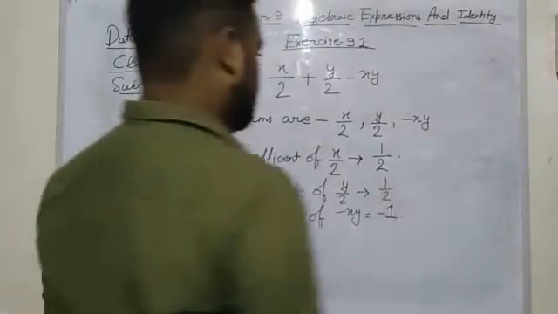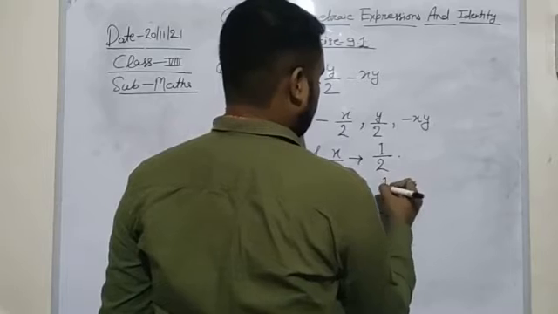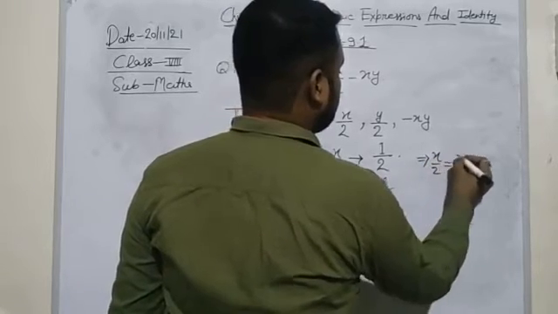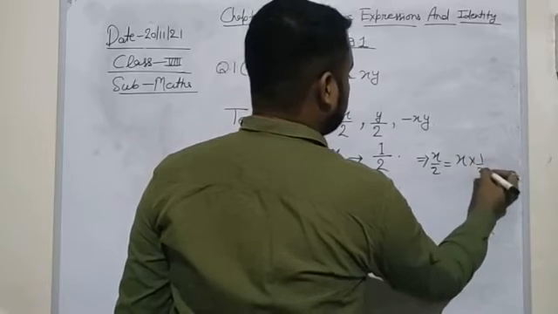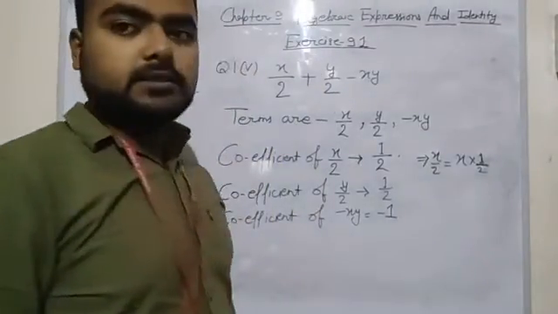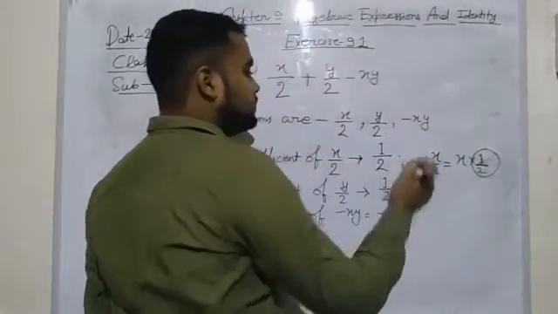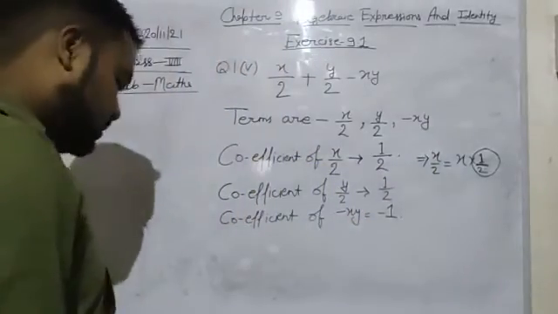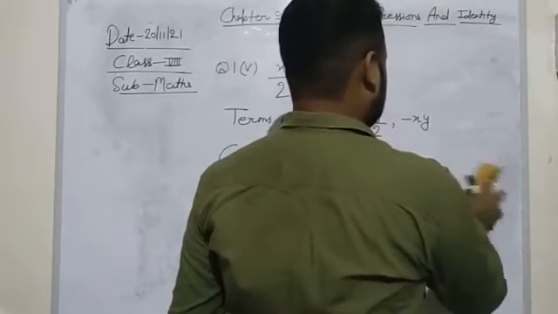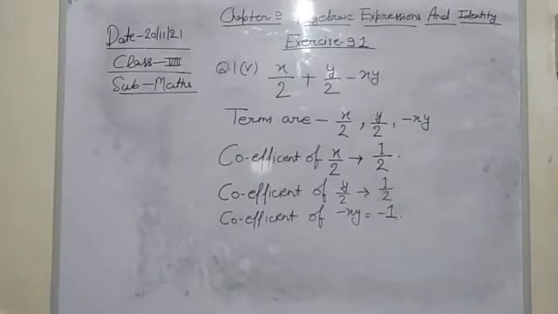Why is this 1 by 2 coming? Because x by 2 can be written as x into 1 by 2, and if only the coefficient is asked in the question, then we have to write only its numerical value, that is 1 by 2. Okay, so write down.